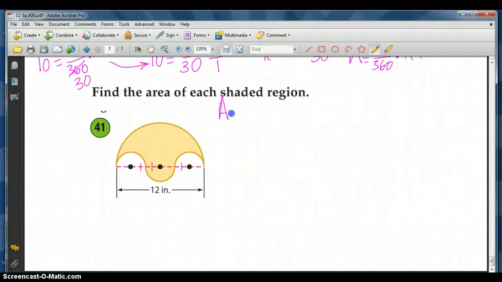So area of half of a big circle minus area of half of a small circle. So, what are our radii? The diameter of the large circle is 12, so half of that would be a radius of 6. So, from here all the way across is 12. So, if we divide that by 3, each diameter of a small circle is 4 inches. 4 inches and 4 inches. So if we take half of that, the small circle will have a radius of 2 inches.